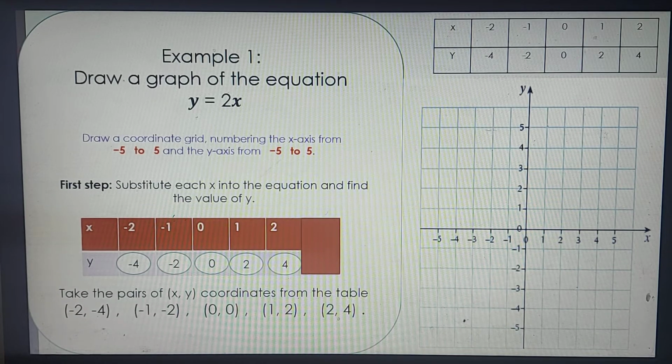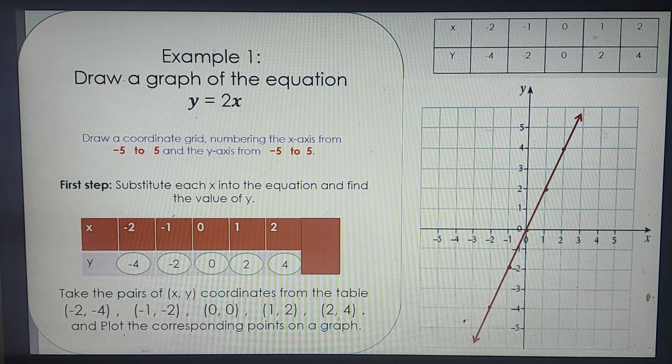And when we're done, we take the coordinates from the table and plot the corresponding points on the graph. So for the first one, when x is -2, y is -4, that's the point. When x is -1, y is -2, that's the point. When x is 0, y is 0, that's the point. When x is 1, y is 2. And the last one, when x is 2, y is 4. That's the point. So when you're done, you connect the points and you have this. So this is a graph of the equation y equals 2x.